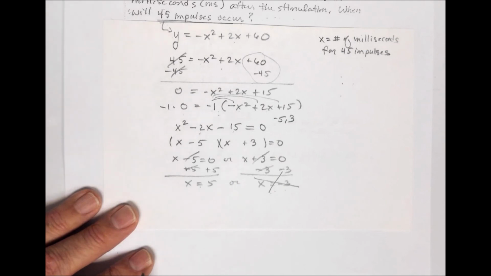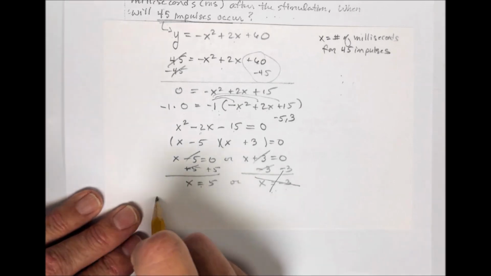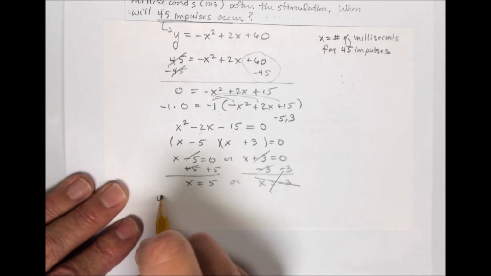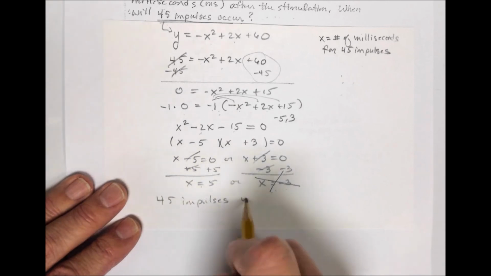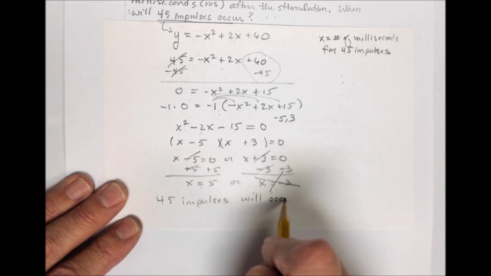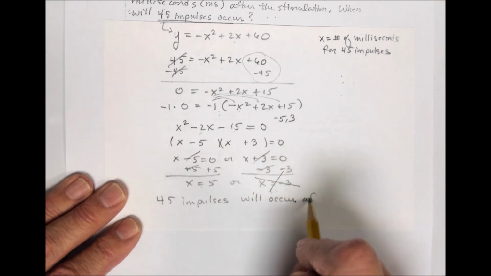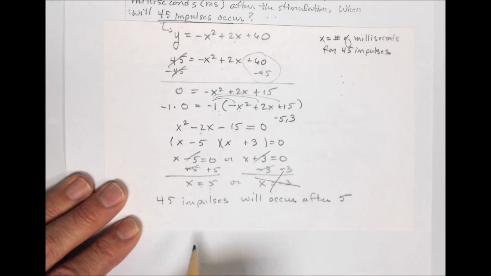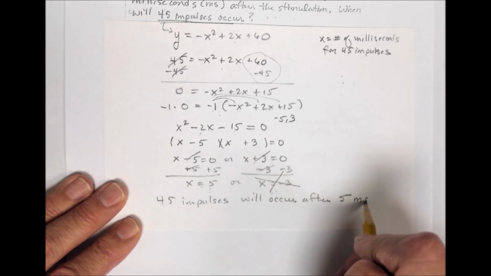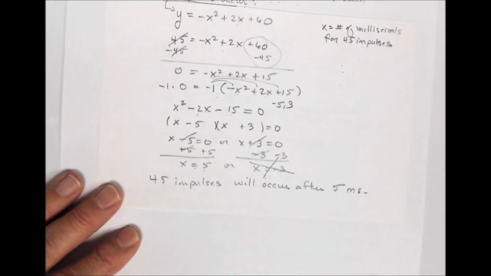So now all I have to do is answer the problem. The problem is, when will 45 impulses occur? 45 impulses will occur after 5, and this was in milliseconds, ms, according to the problem here, ms for milliseconds. And there you go, that's your guy.